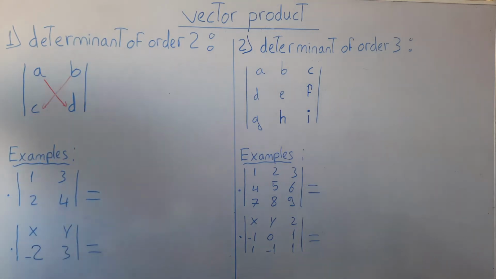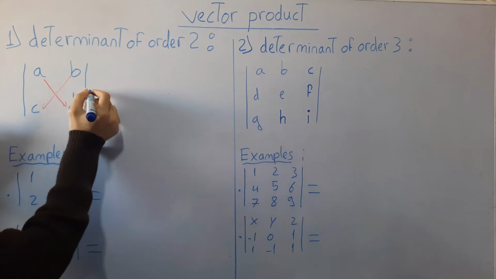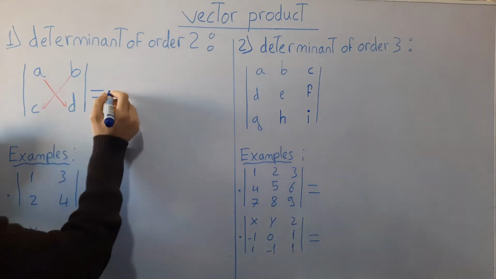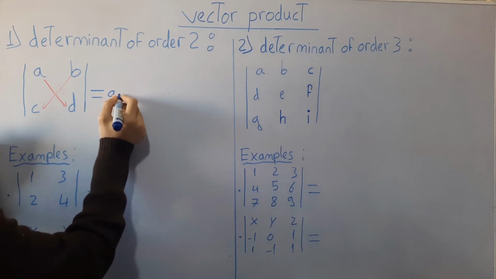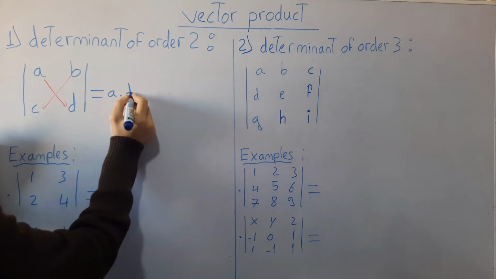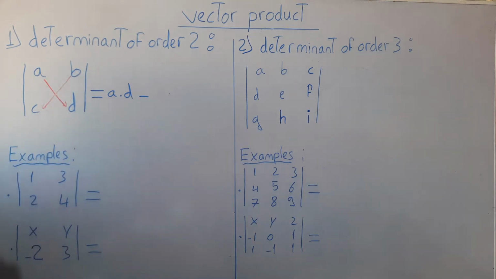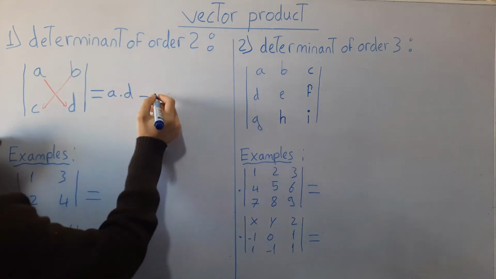So, it equals A times D minus B times C. B multiplied by C.